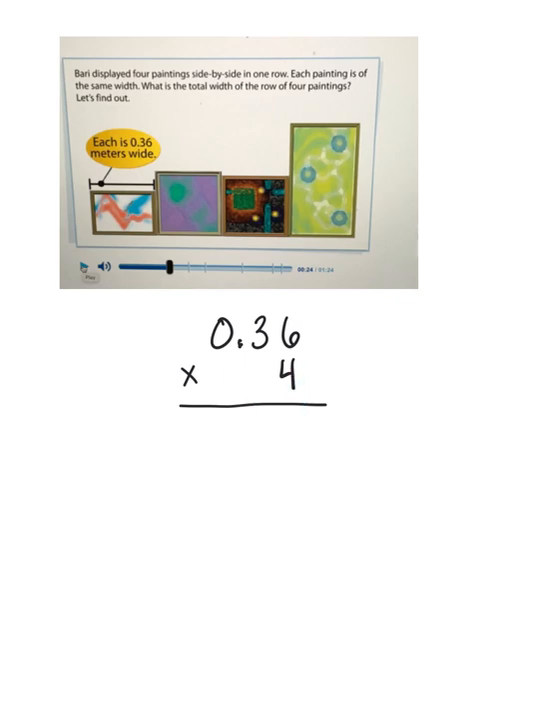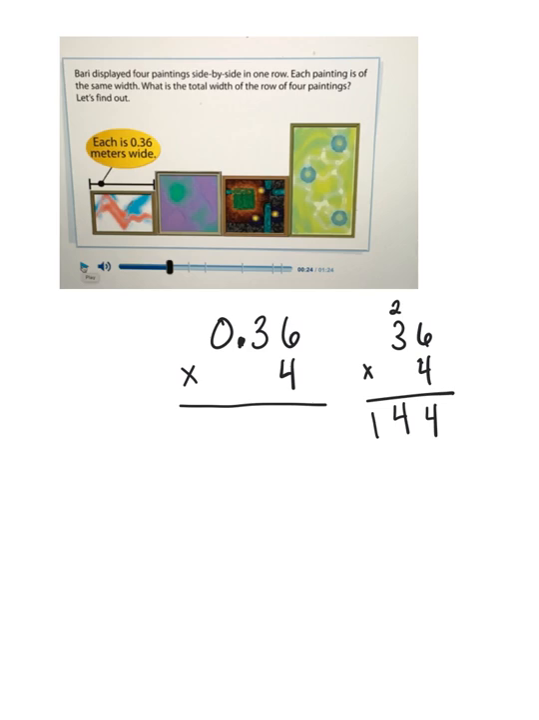What we're going to do is just ignore this decimal point for a second, and go ahead and multiply this as if it was this problem, 36 times 4. Then we're going to place our decimal point where it needs to go. So we're going to multiply 4 times 6, which is 24. Put down the 4 and carry your 2. 4 times 3 is 12, plus 2 more is 14.